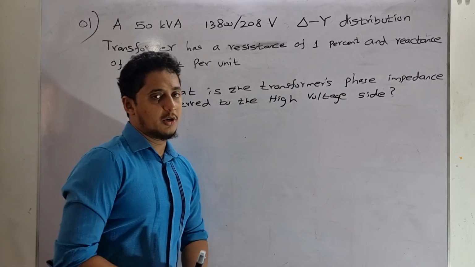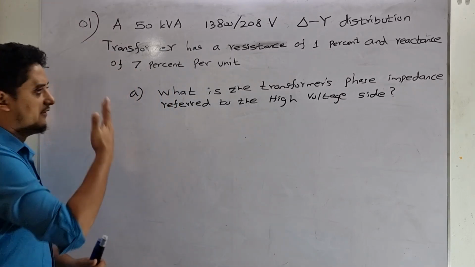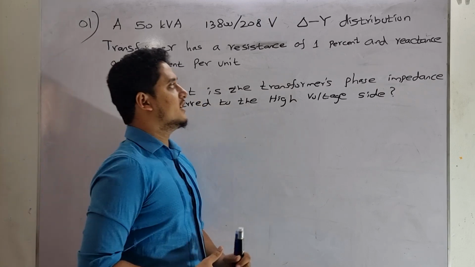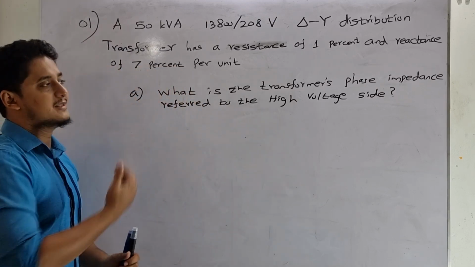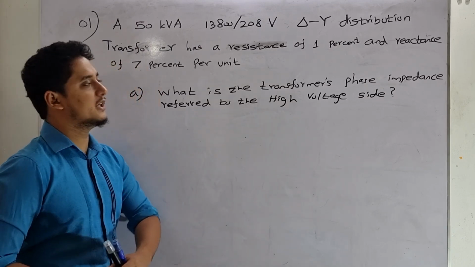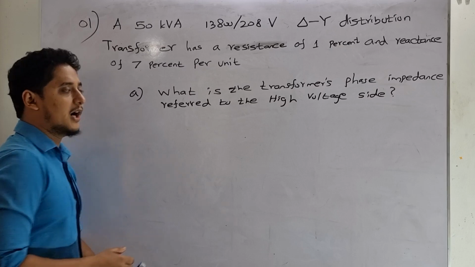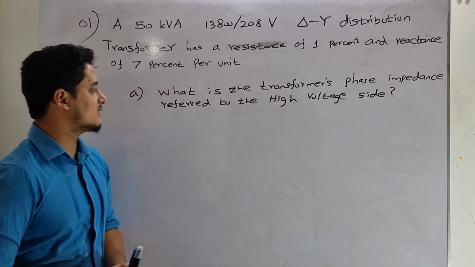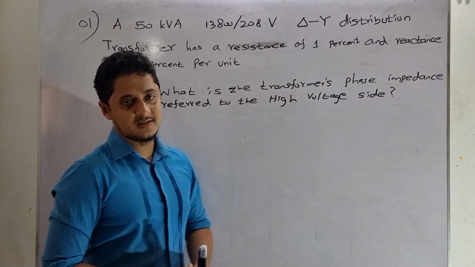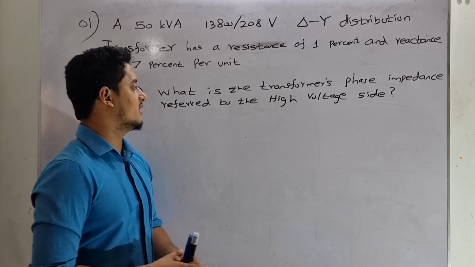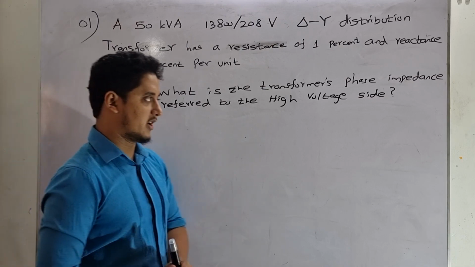Now we will discuss some examples. First one: a 50 kVA delta-Y distribution transformer has a resistance of 1% and reactance of 7% per unit. Part A: what is the transformer's phase impedance referred to the high voltage side?